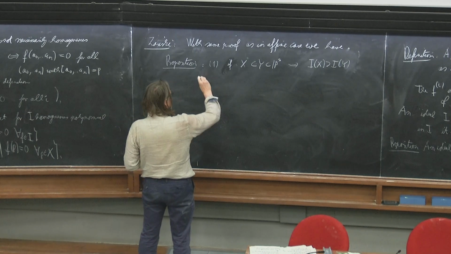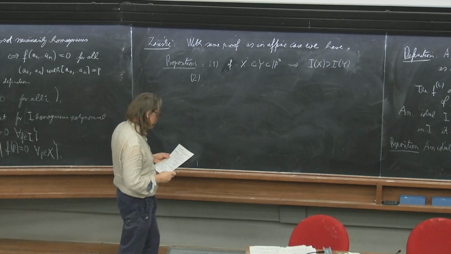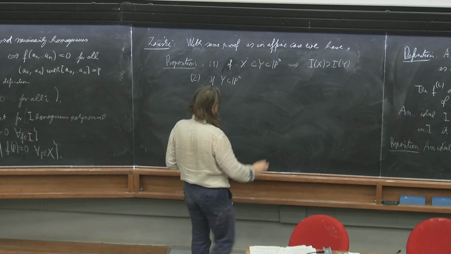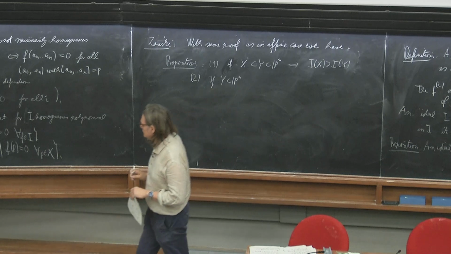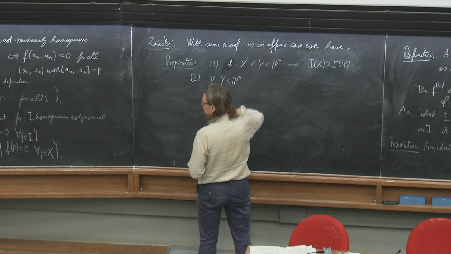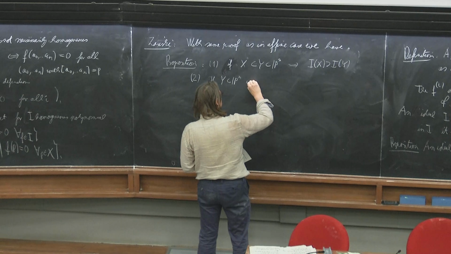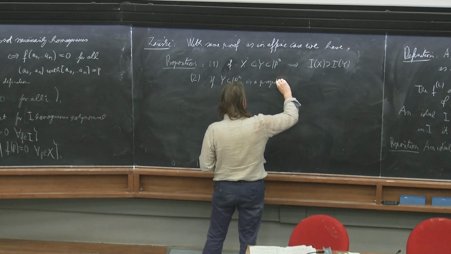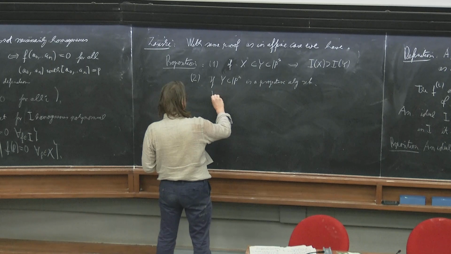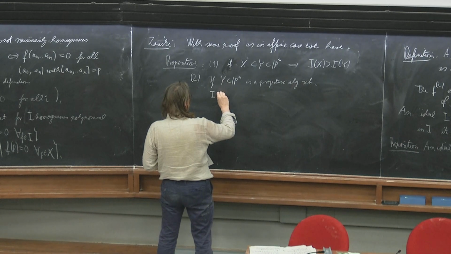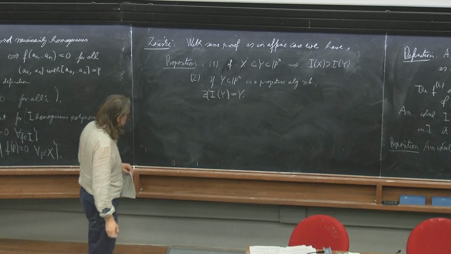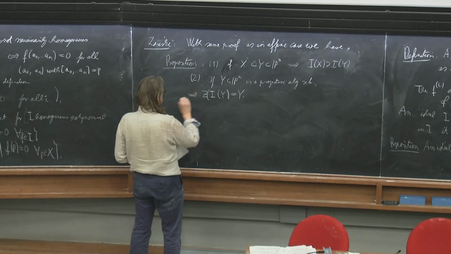Then, the same proof as in the affine case will show that if Y in Pn is a projective algebraic set, so a zero set of some homogeneous polynomials, then if I take the ideal of Y and take its zero set, then this is again Y. We had seen this.